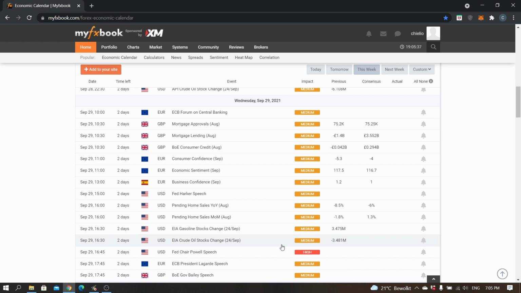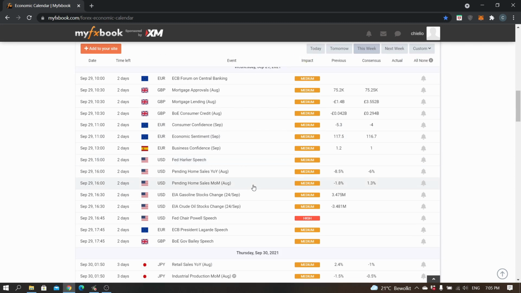On to Tuesday, again, not too much. Consumer confidence and economic sentiment of the European Union I will look out for personally, because I trade two euro pairs, but most of the time these don't really move the market that much. Again, a lot of speeches this week. These will be important. Lagarde again.